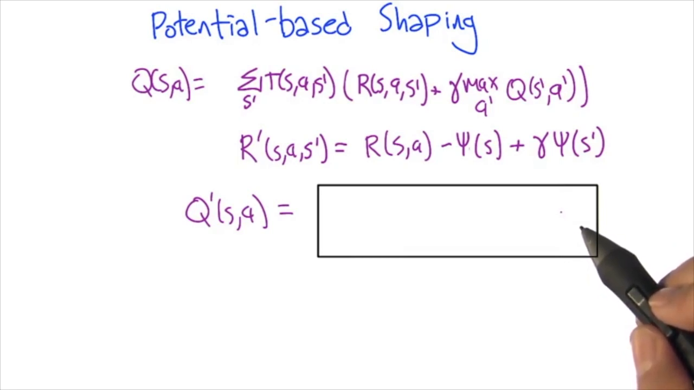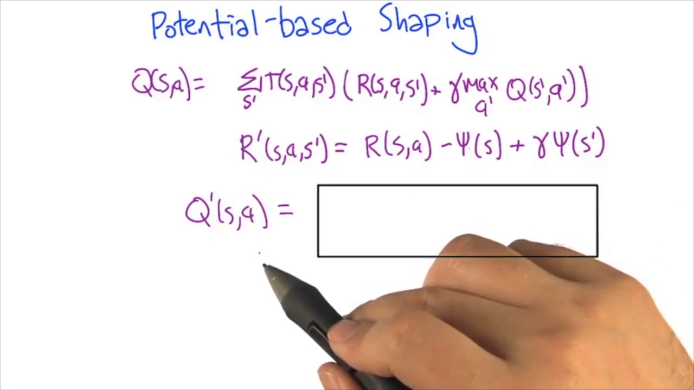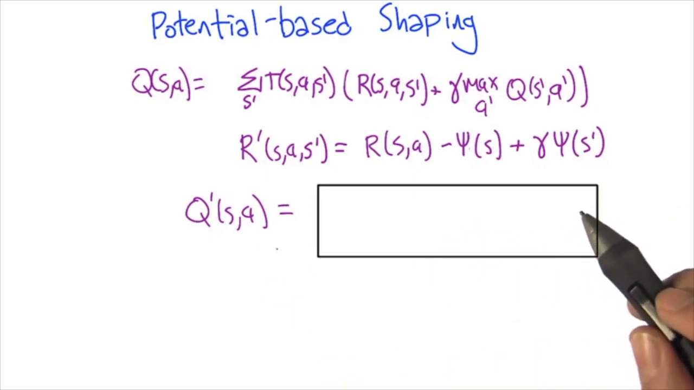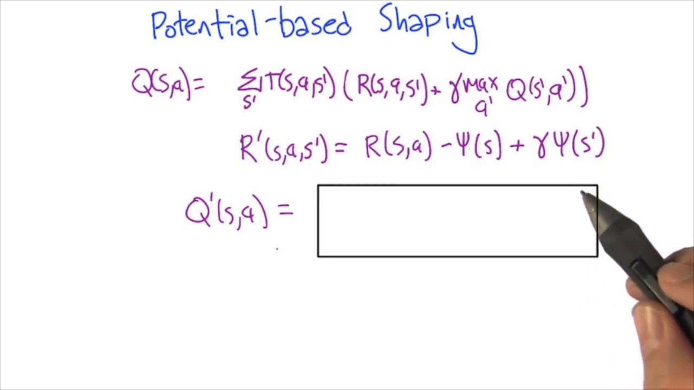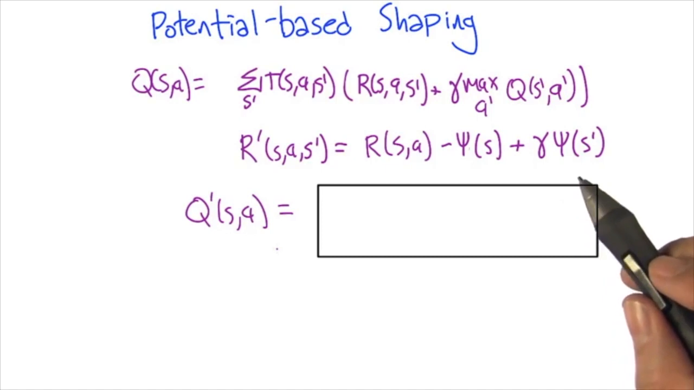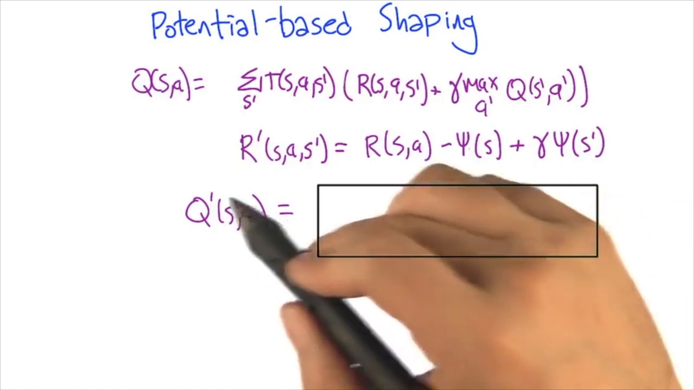It's going to be now called Q prime of S, A, and you want to know if there's some nice way that we can describe Q prime of S, A, I guess in terms of the old Q of S, A. That's right. And in fact, there is a nice way of defining Q prime in terms of Q.